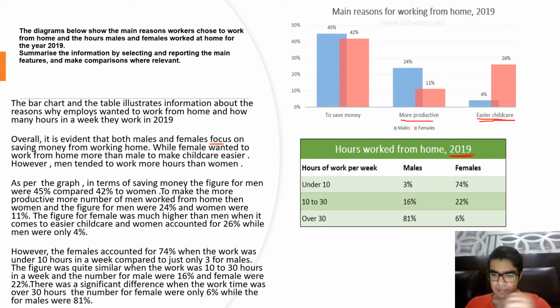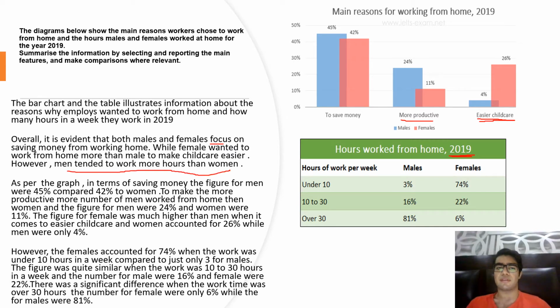And then he said in this last sentence, however, men tended to work more hours than women. Let's see. If you look at the table, under 10 hours, males were 3%, under 10 hours, 74 females; 10 to 30, 16 males, 16%. Okay, yeah. So this is a very good sentence.